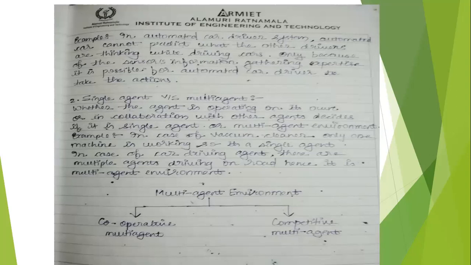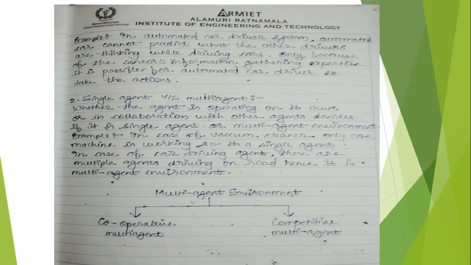The second is single agent versus multi-agent environment. Whether the agent is operating on its own or collaborating with other agents decides if it's a single agent or a multi-agent environment. If an agent is acting alone in the environment, it is called a single agent environment. If many agents are acting at a time in the environment, it is called a multi-agent environment. So it depends on the number of agents basically.